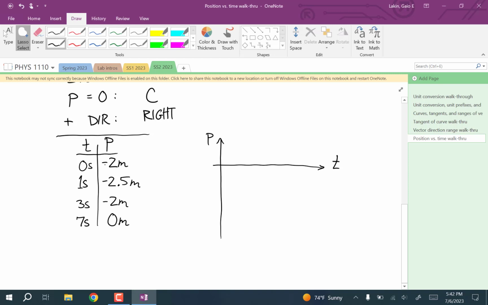The positions that matter to us are 0, -2 meters, and -2.5 meters. The times that matter to us are 0 seconds, 1 second, 3 seconds, and 7 seconds.